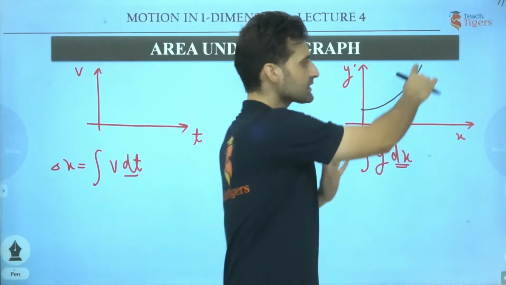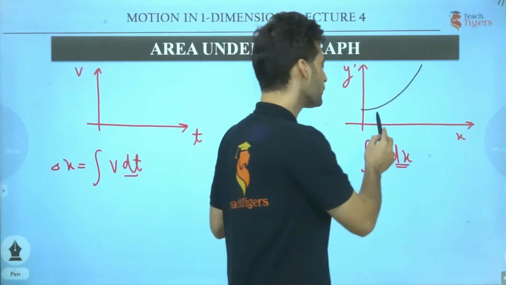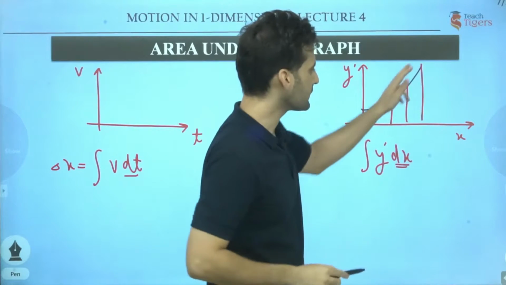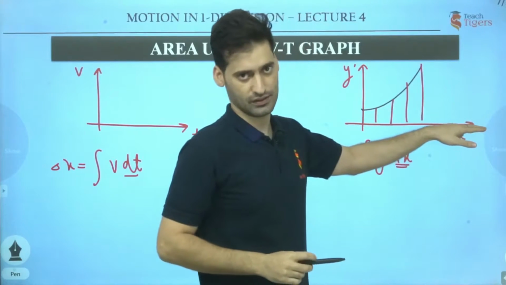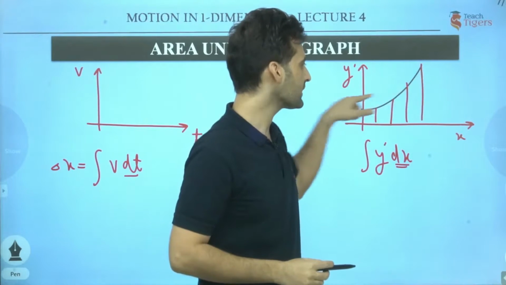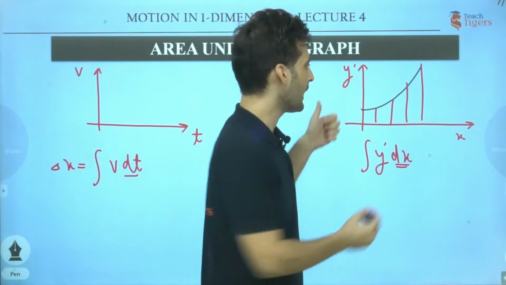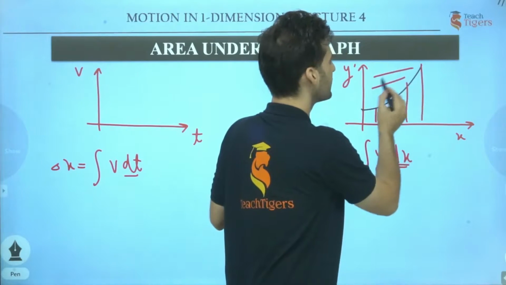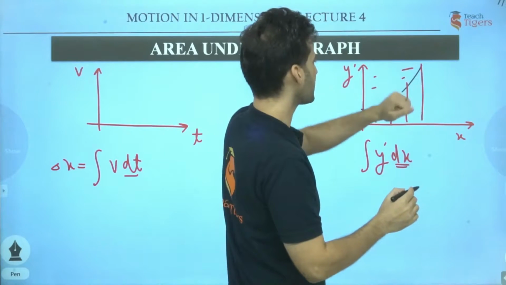Now, if there is some curve over here, try to understand, area under the curve and the x-axis over here. Remember, not area under the curve and y-axis I am talking about. I am talking about this area. I am not talking about this area. This is wrong. Don't take this area.